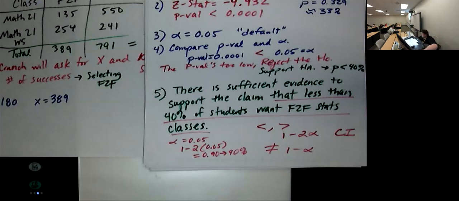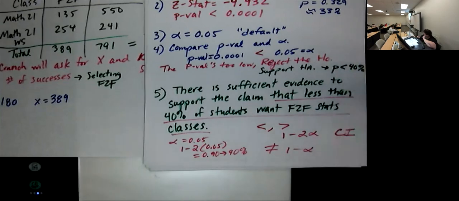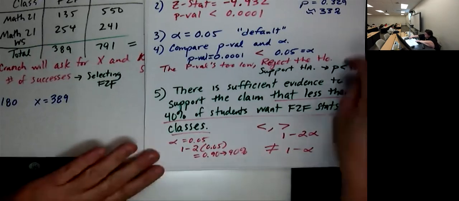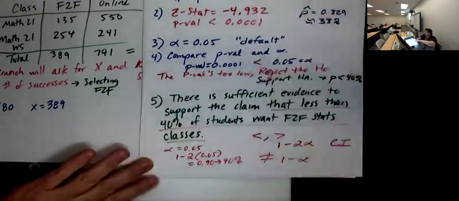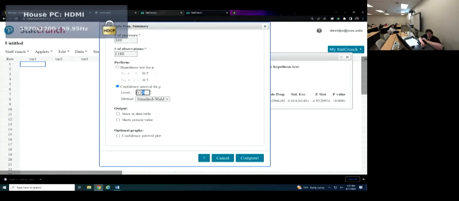So we're showing a connection between confidence intervals and hypothesis testing. We have decided that we agree that there's less than 40% that want face-to-face. We have rejected H naught, that 40% is a viable answer. We said 40%, no way. No way is 40% possible. Well, we have a percentage. So let's come back over here and look at StatCrunch and see what happens when I do that confidence interval with the 0.90 like we were talking about.